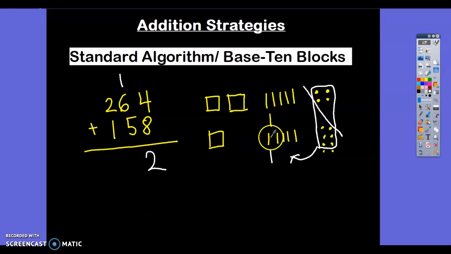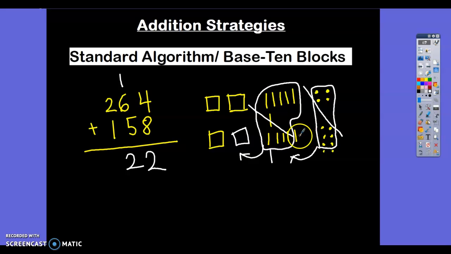Now let's add the tens. 6 plus 5 plus 1 equals 12. We're going to put a 2 here. 10, 20, 30, 40, 50, 60, 70, 80, 90, 100. We're going to take 10 of them and regroup it into a 100 block. And so I have 2 tens left. That's why you have a 2 here and carry a 1 over.